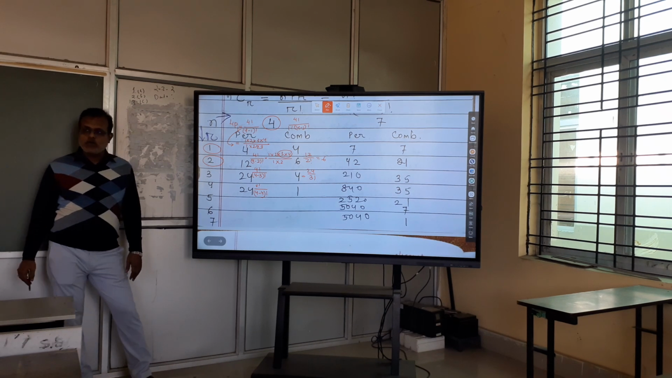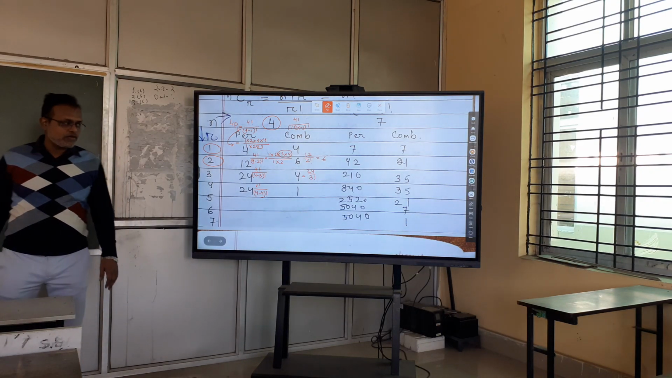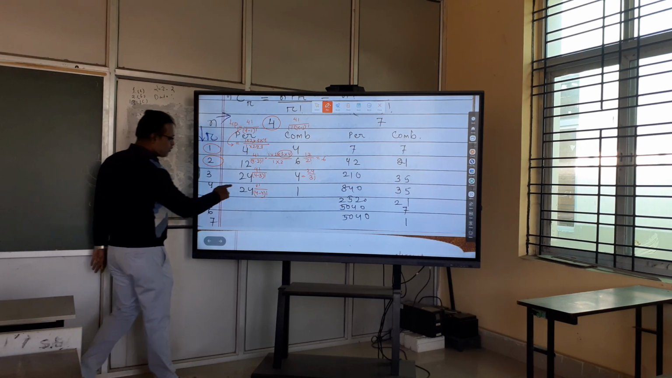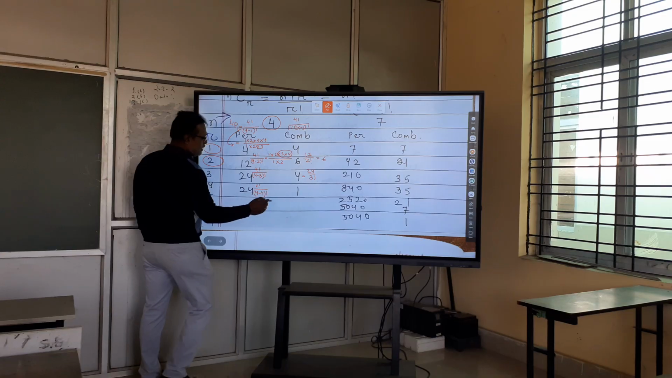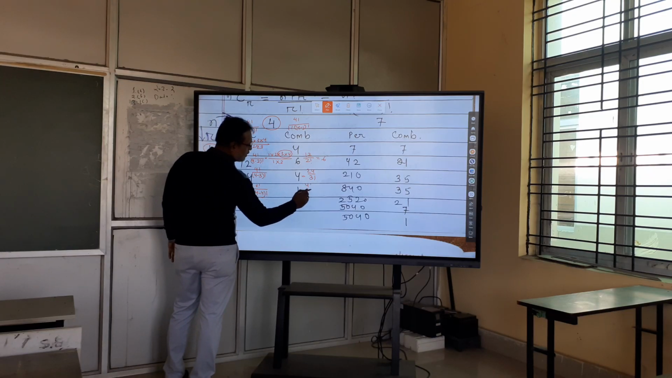Okay, 0 factorial is 1. That's the definition. 0 factorial is 1. So this is 4 factorial, 24. Again here you have to divide by 4 factorial divided by 4 factorial.